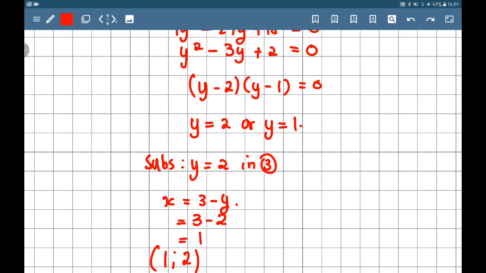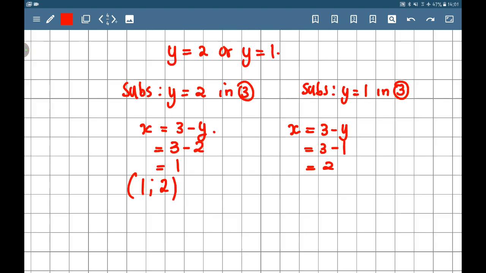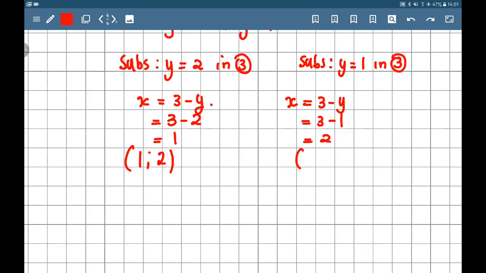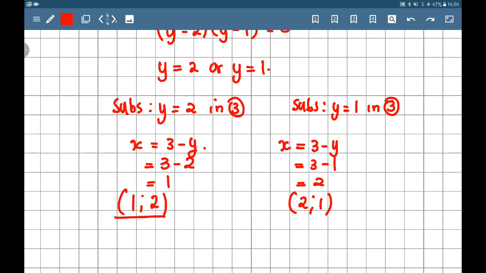And for the other one, we substitute y is equal to 1 in equation 3. And when we do that, we're going to have x is equal to 3 minus y, where we're going to get 3 minus 1, and it's equal to 2. So our coordinates will be 2 and 1. So that way, we have solved that expression simultaneously.